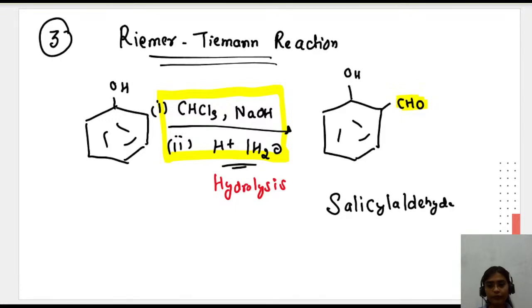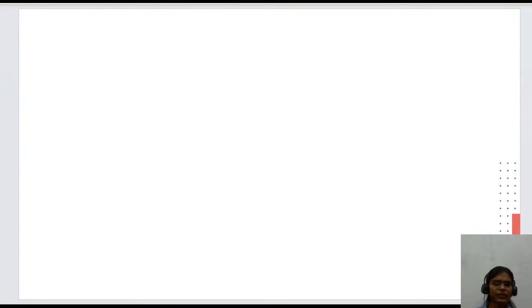Now let's start with the mechanism. For this one, the mechanism is a little bit different. Why did I say a little bit different? Because in today's class we are going to discuss a new thing. We will cover that part as well. First of all, let's talk about the mechanism. Let me write the statement, and then we will cover the theory part as well.